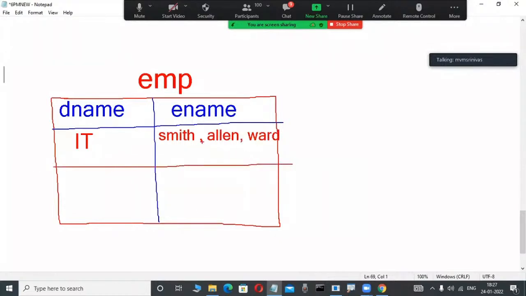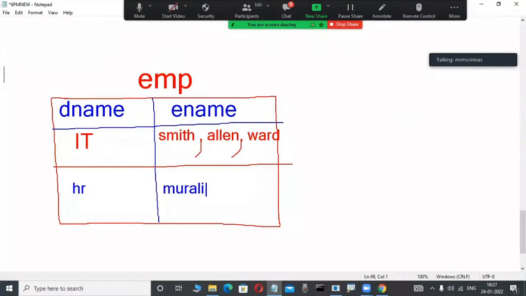That's why I am representing that data in the format of like this only. IT is a department. In that department, Smith, Allen, Ward are working. Again, another department is there. What is the department? HR department is there. For example, in the HR department, one employee is working. My name, for example, Murali is the employee working.